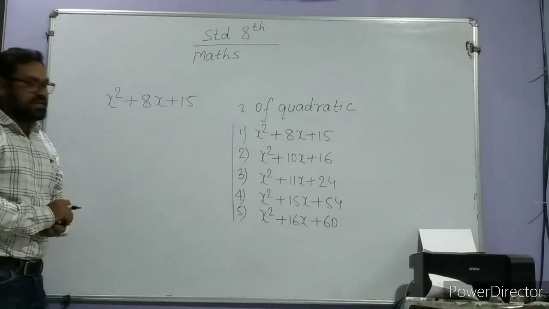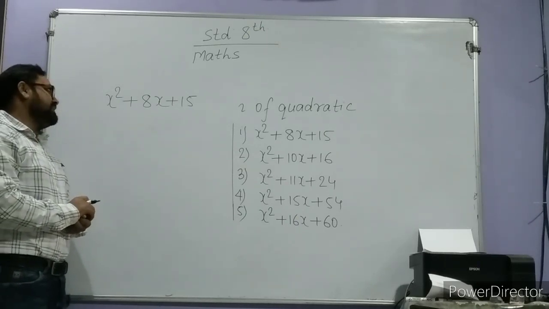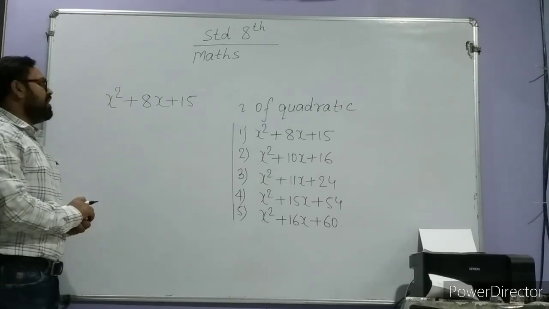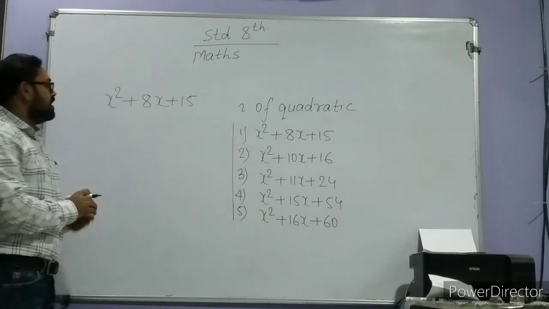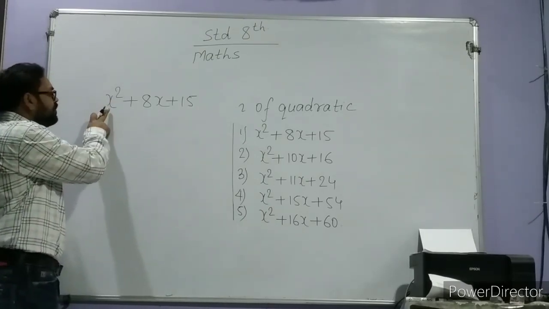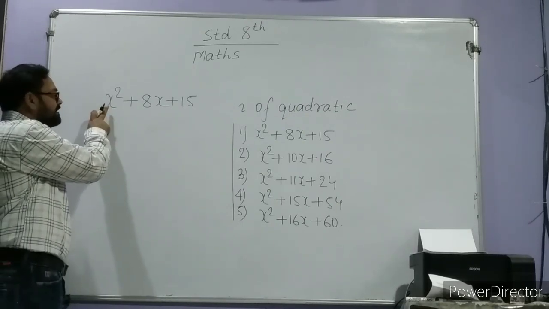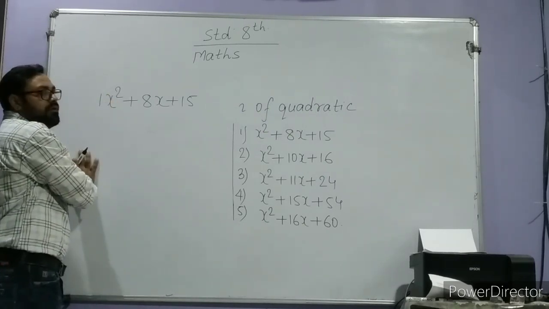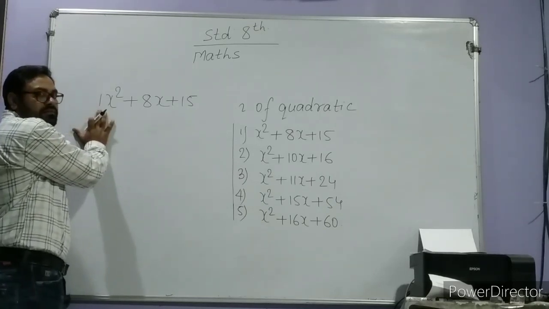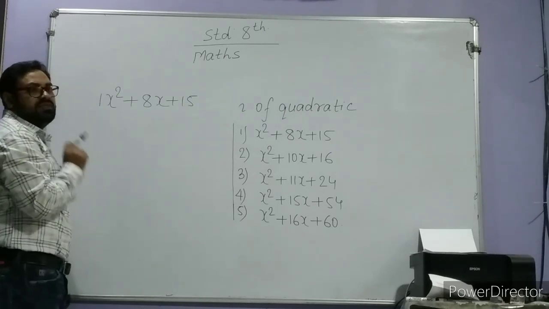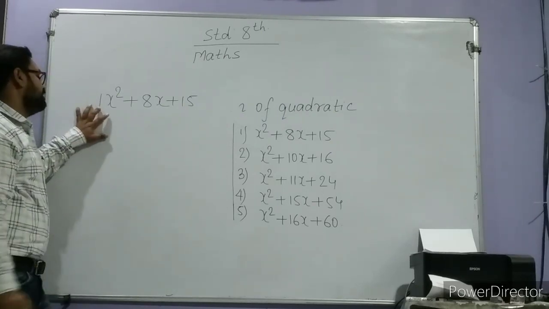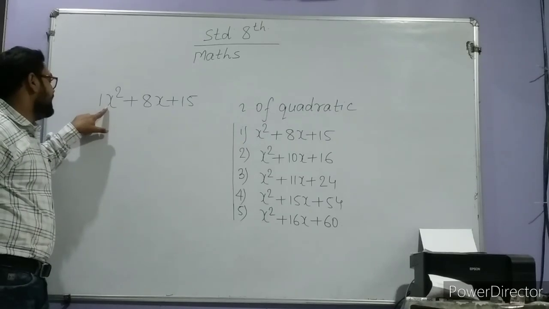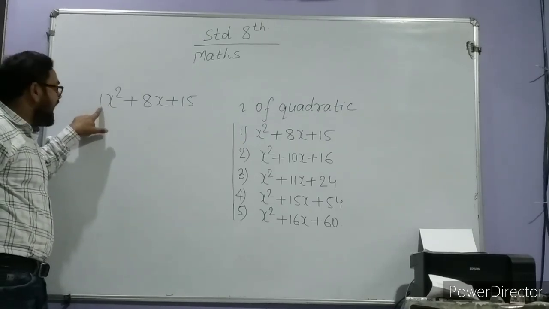So how will we factorize this polynomial? We have to understand this. First, what will you take? For factorizing this polynomial you will take the coefficient of x square. In this polynomial the coefficient of x square is 1. Wherever there is no number beside the variable, the coefficient will be 1. So here beside x square there is no number, so we will consider 1 as the coefficient.